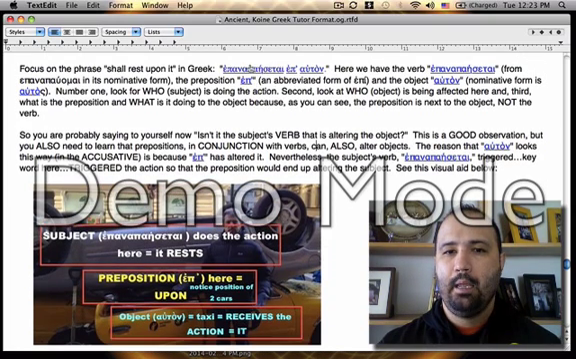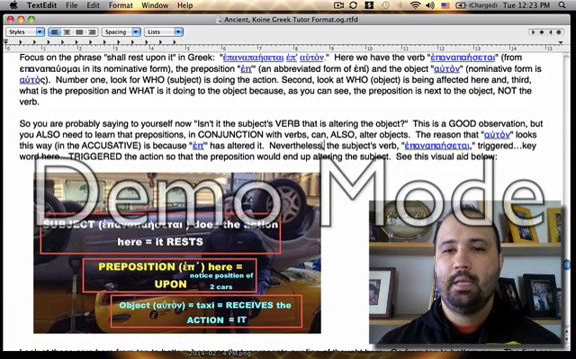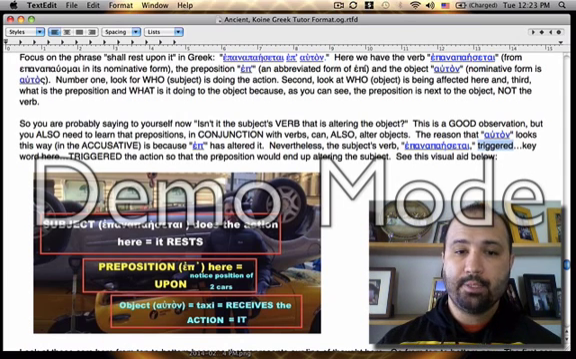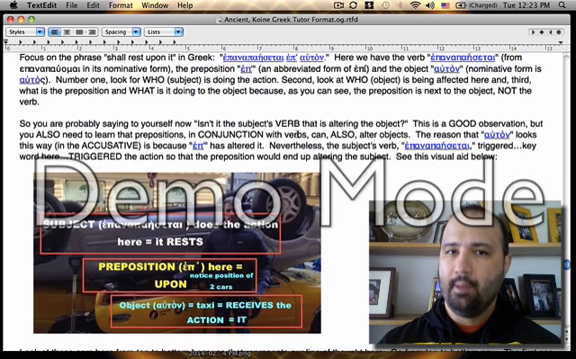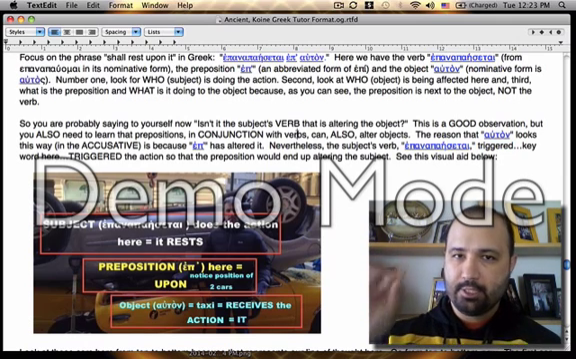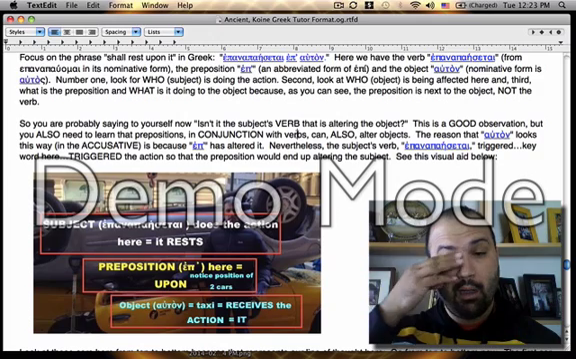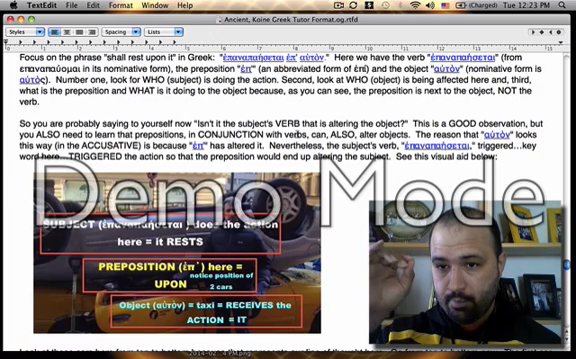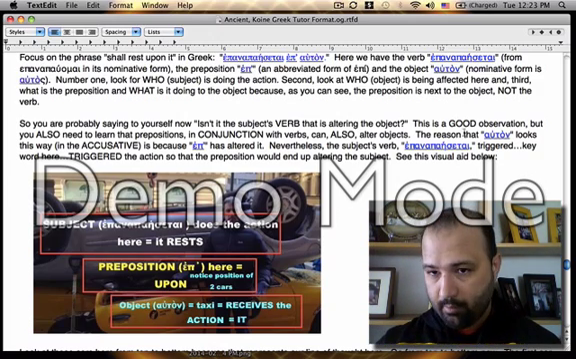See this? Ep, afton, ep altered it. See that? Nevertheless, the subject's verb, epanapaisete, triggered. Look at this here, triggered. Key word here, triggered the action so that the preposition would end up altering the object. So that the preposition epi would end up altering the object. Ended up making it afton.